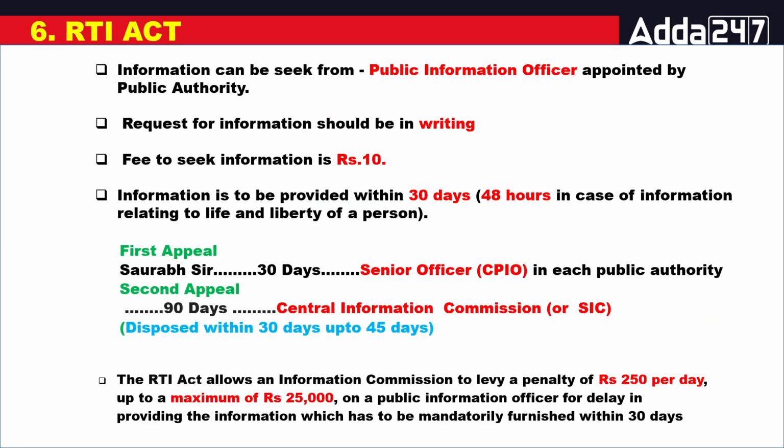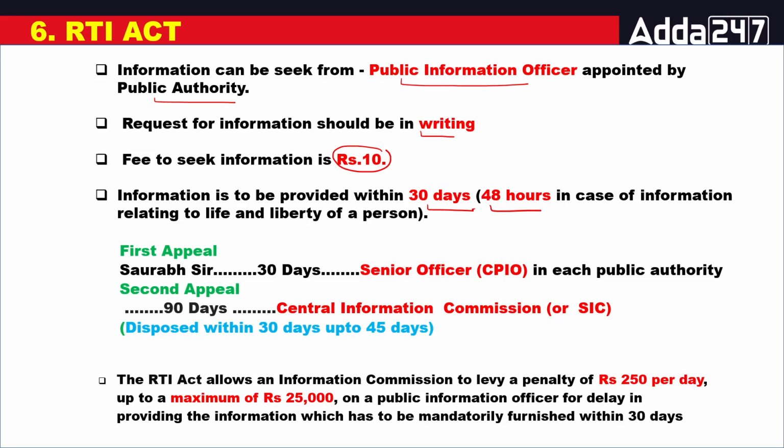Now class, RTI: we can seek the information from the Public Information Officer, which is appointed by the public authority. Whatever information we ask for should be in writing. The fees will be only 10 rupees. Information should come within 30 days, and within 48 hours in the case of life and liberty of the person.